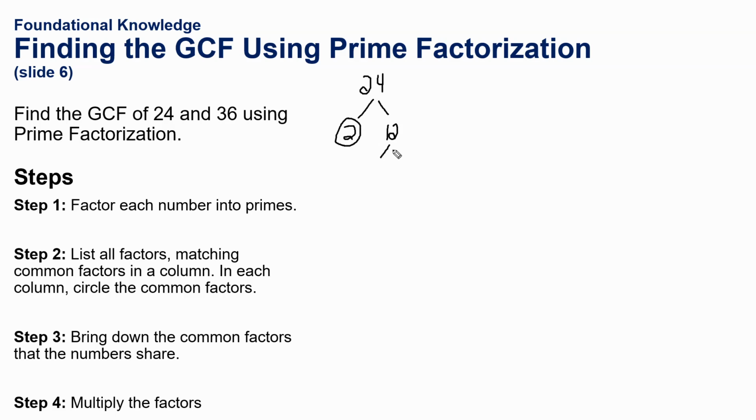12 then can break down into 2 and 6. So I'm starting with the smallest of the prime numbers. And then 6 can be broken down into 2 and 3.